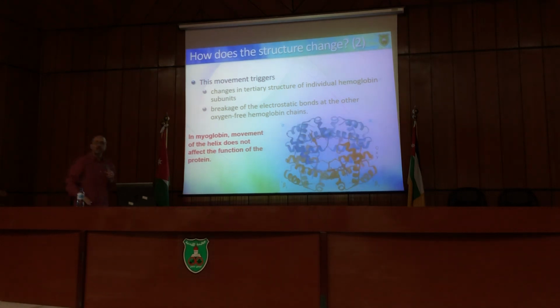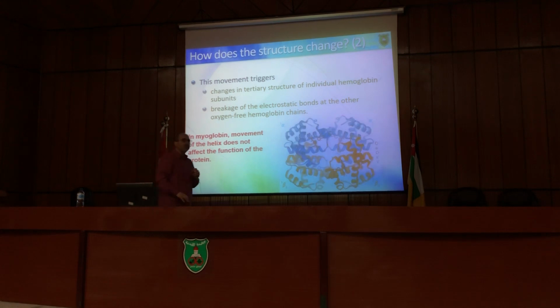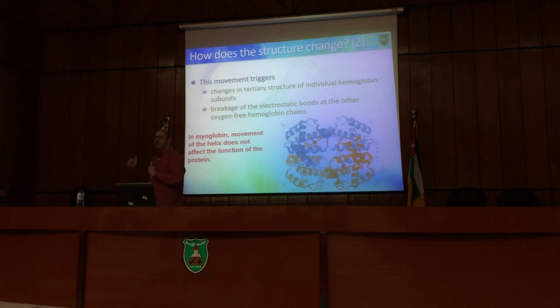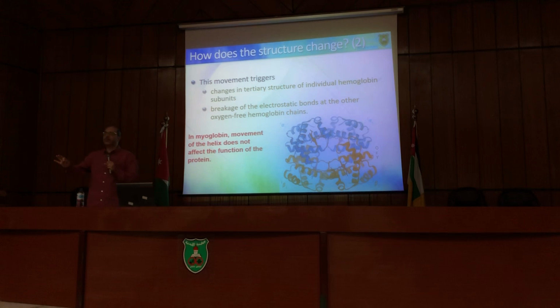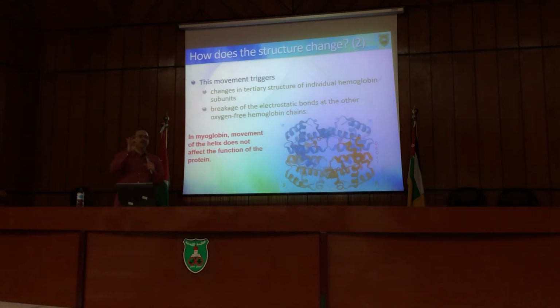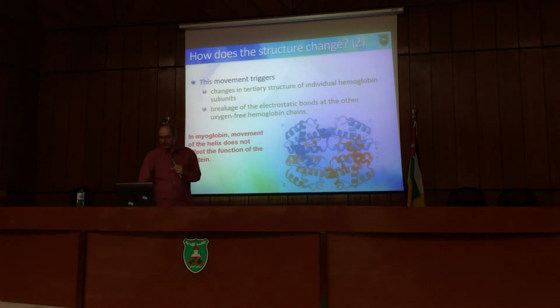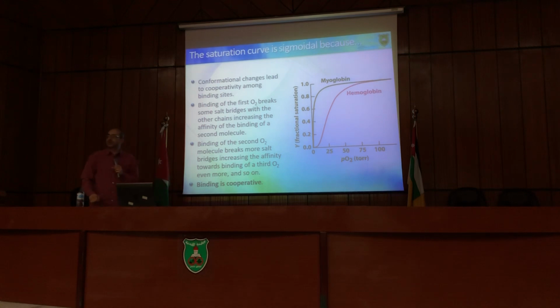Now, this doesn't happen in myoglobin. Why? Because myoglobin is a monomeric protein. So this allosteric change in structure only takes place in proteins that have quaternary structure, that are made of multiple polypeptides, two or more. Okay? So it doesn't happen in myoglobin because of that. And that's why you have this transition from the T state to the R state, from the low affinity state to the high affinity state.